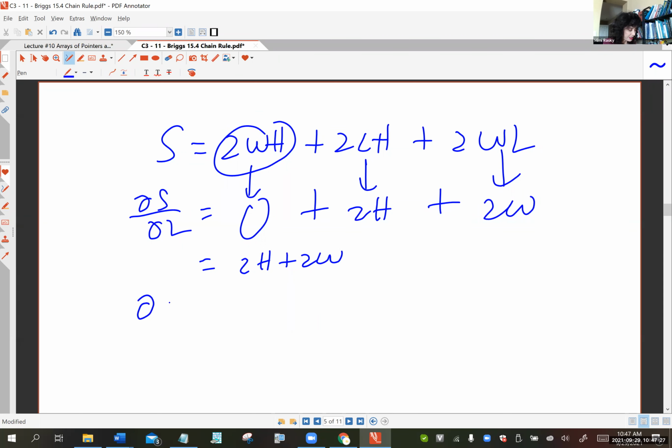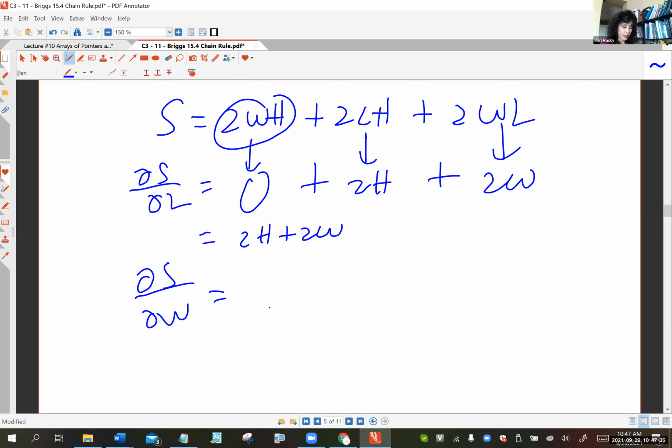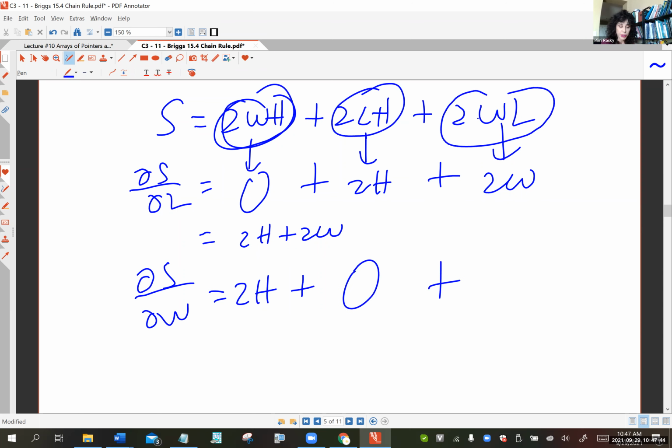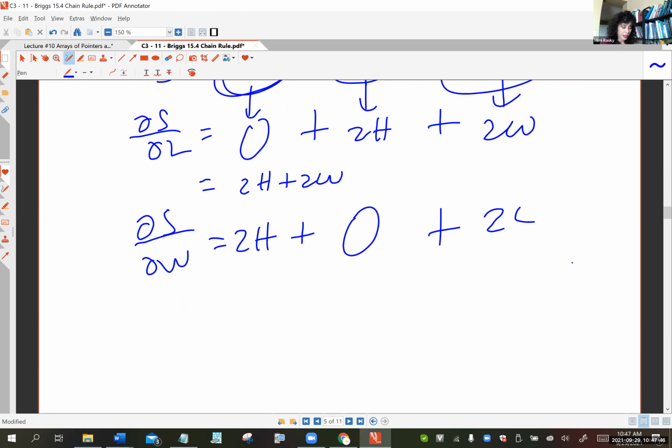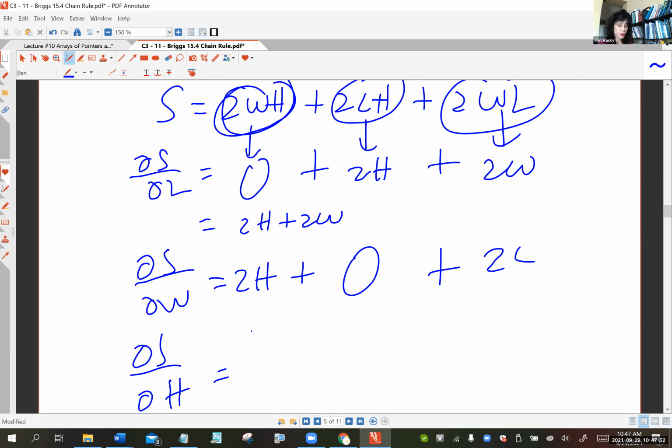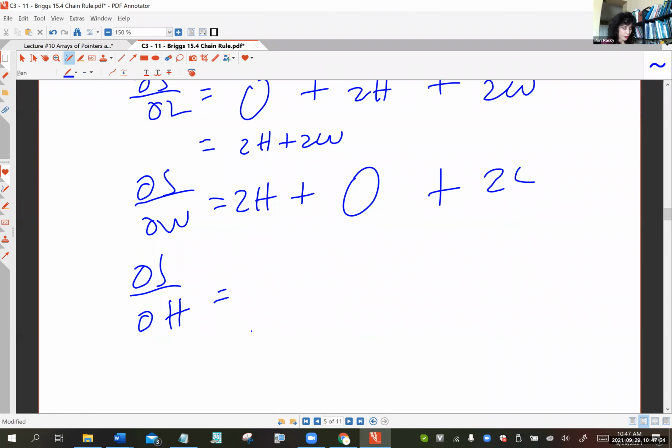Fine. How about dS dW? So you're going to take the partial derivative with respect to width. You're going to hold L and H constant. So the derivative of the first term, 2WH, will be 2H. The second term, 0, because there's no factors of W. And the last term, 2L. And then finally, dS dH, you're going to hold L and W constant. So you're going to end up with 2W plus 2L.